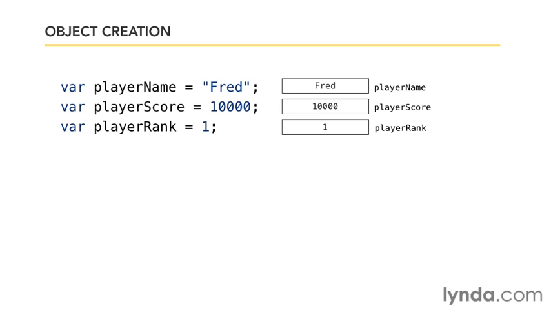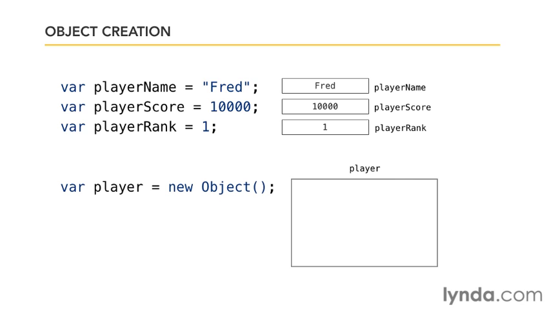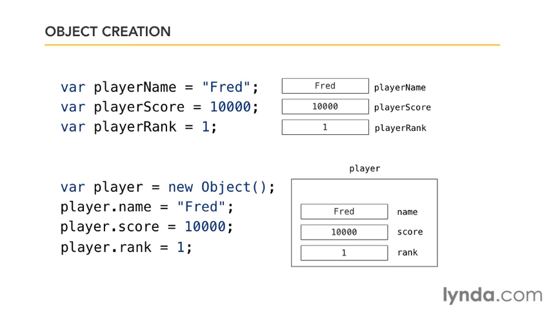Now I could do this in an array, but I don't really want to have to worry about the 0, 1, 2 whole idea. So what I'll do instead is I'll run this line. First off, I'll say var player, again I'm still creating a variable, equals new object. This creates me a generic object container and calls it player. What I then do is just decide what I want the internal pieces of this object to be. So in this case, player.name equals Fred, player.score equals 10,000, player.rank equals 1.